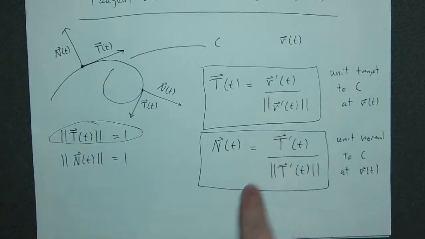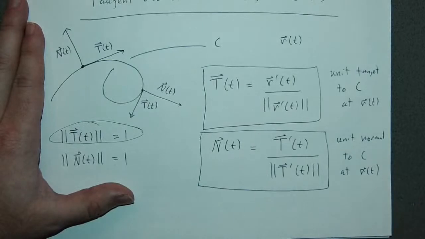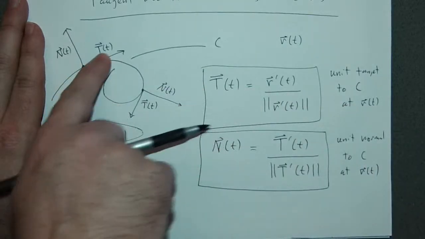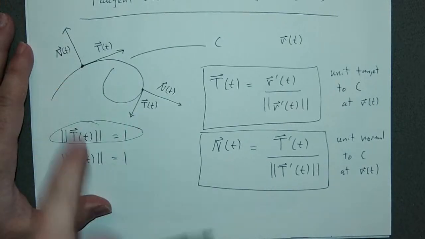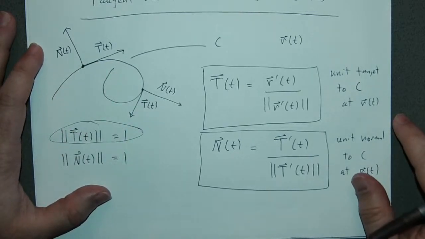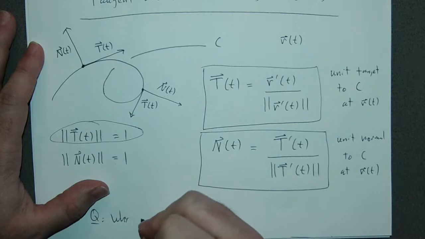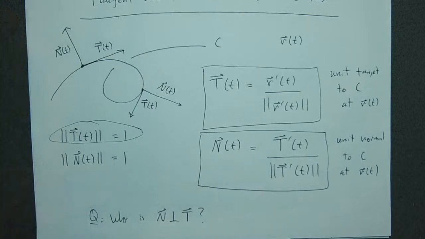First question you might have is, why are these things perpendicular? First of all, what is the normal vector? You've heard of the tangent vector to a curve. You've heard of the normal vector to a plane, but what's a normal vector to a curve? Normal vector is just a particular choice of unit vector perpendicular to the tangent vector at a point. So here's a good example of what the normal vector looks like. And so the question is, why is n perpendicular to t? Why does this work?